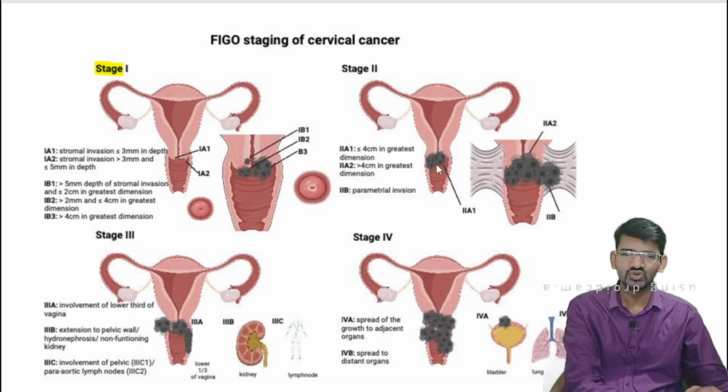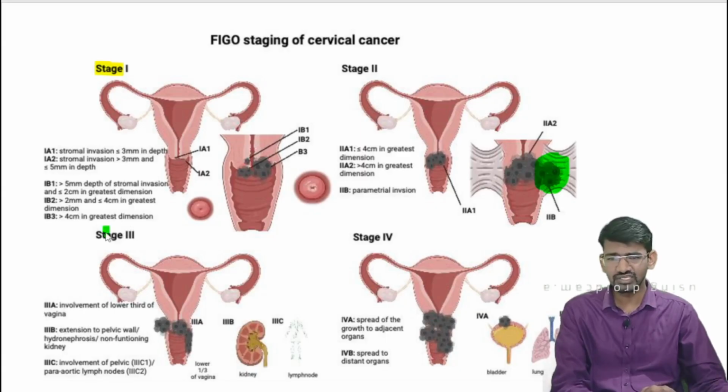Then in stage 2, it is extended beyond the cervix, and there is a parametrial invasion. See, the parametrium is being invaded here. That is stage 2, type B. So it is cervix plus parametrium, and no pelvic wall is involved.